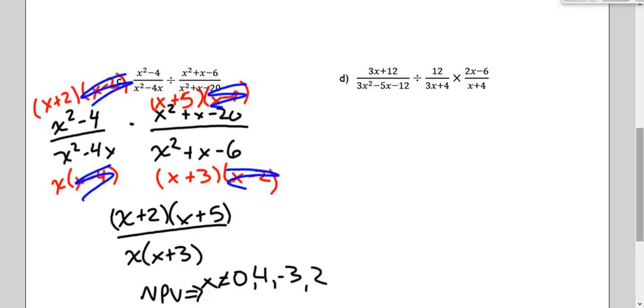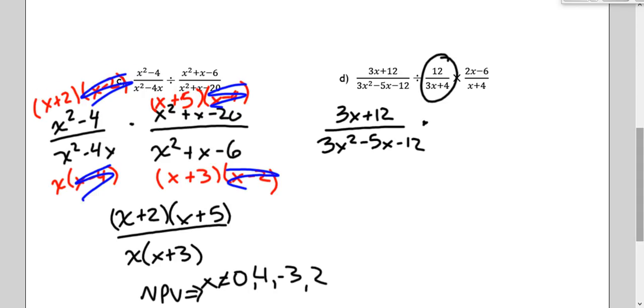Okay. Let's do this one here. Make sure to flip here. So then 3x plus 12 all over 3x squared minus 5x minus 12 multiplied by 3x plus 4 over 12 multiplied by 2x minus 6 over x plus 4.